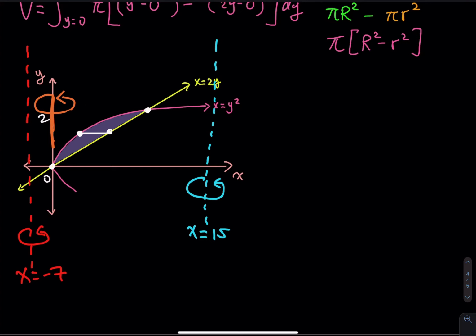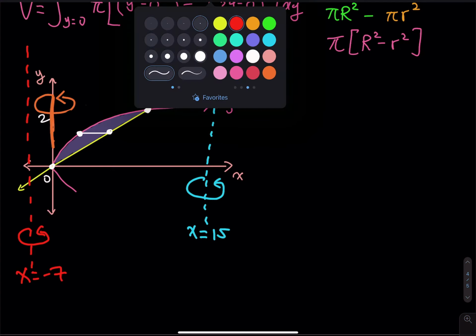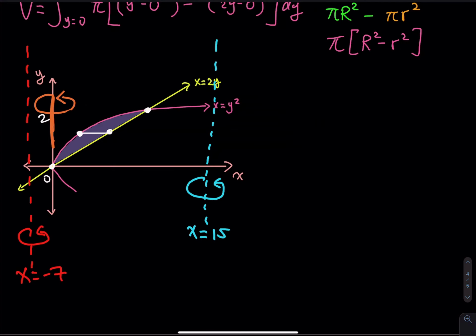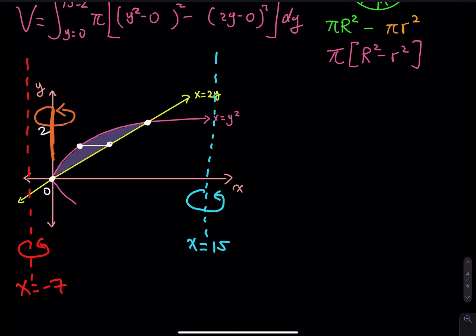First of all, they are both vertical, right? The y-axis, the x equals to negative 7, the x equals to 15, they are vertical revolution axis, then they are both a dy problem. So let's do the 15 first. So go back to the 15. So for the 15, what needs to be changed? Do we change the 0 to 2? The answer is no. That is still from y equals to 0 to y equals to 2. What is the outer radius and the inner radius? So let's do the inner first, and then we do the outer.